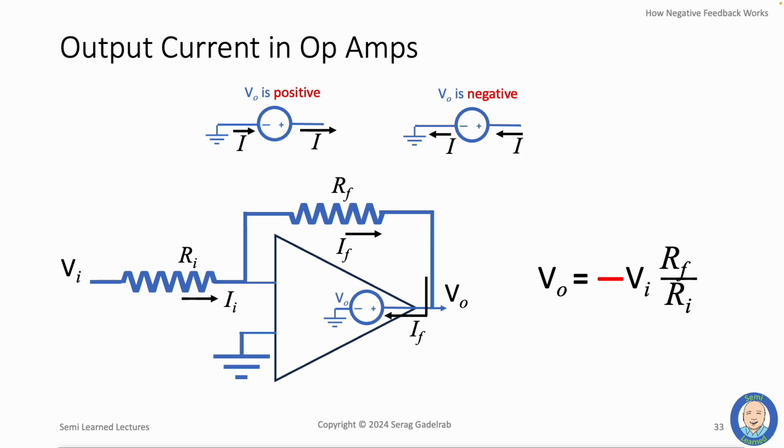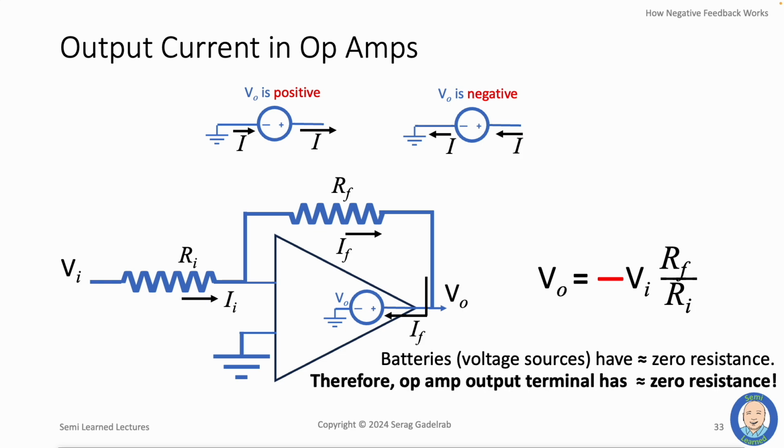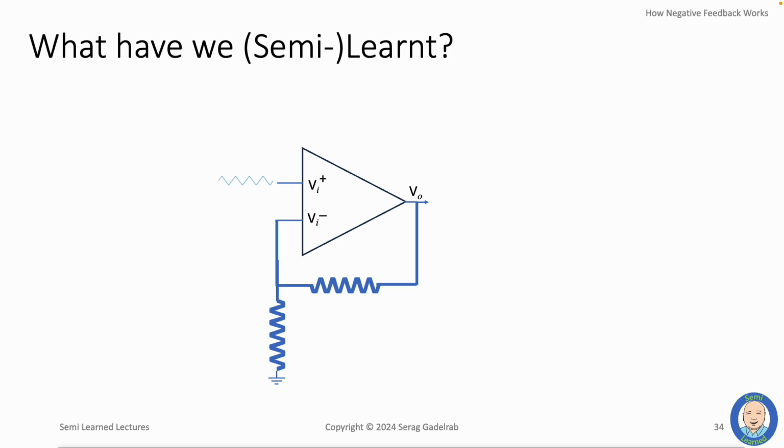Which gets us to the question of whether there is any internal resistance associated with the output terminal of the op-amp. The answer lies in the fact that batteries and voltage sources have no resistance, or if they do, it is extremely small and can be considered to be almost zero. And that is why you may have read that op-amps have zero output resistance. They can sink or source current without having to worry about the internal resistance.